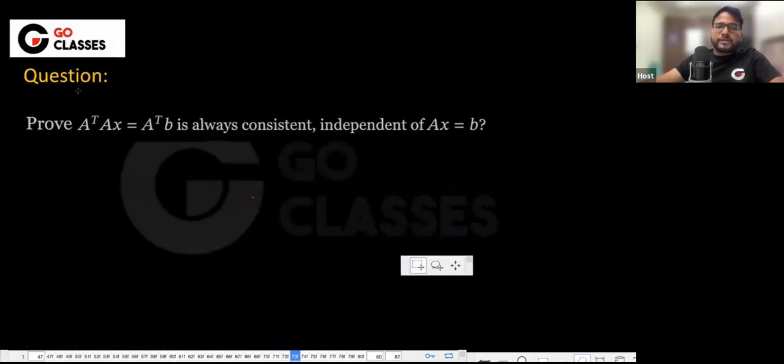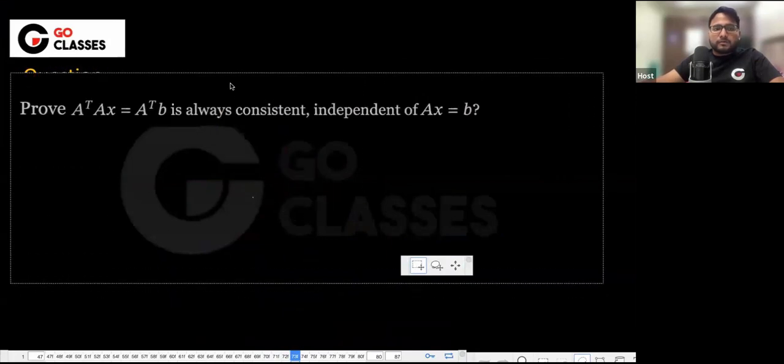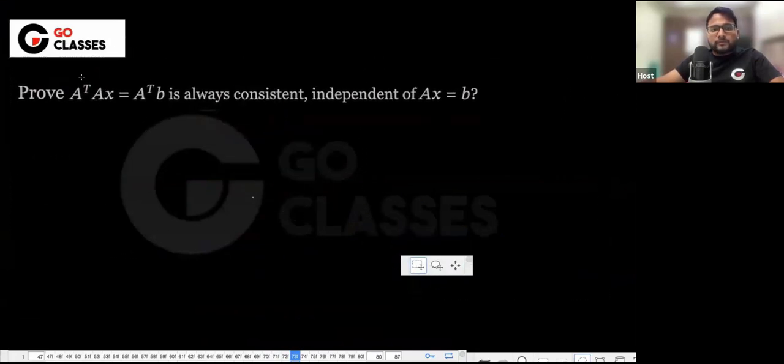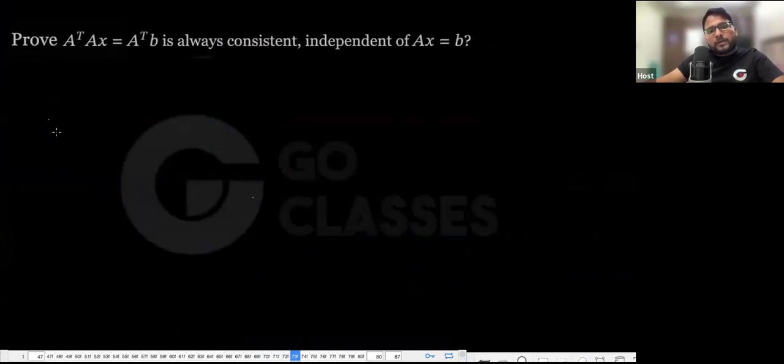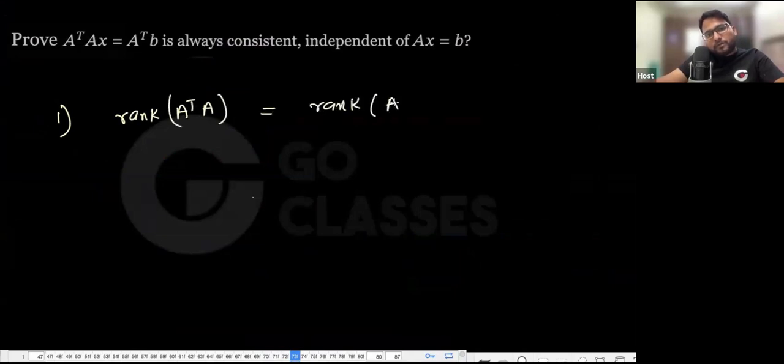See, we have seen one thing. Okay, so let's go step by step. We have seen one thing. What is that? Rank of A transpose A and rank of A is equal, right? We have seen this thing.